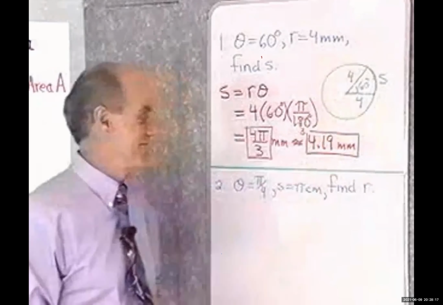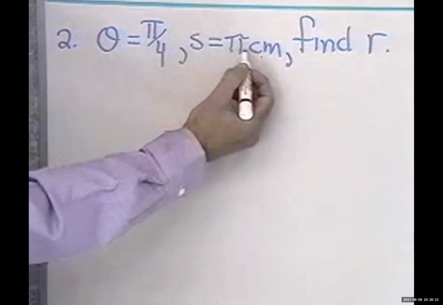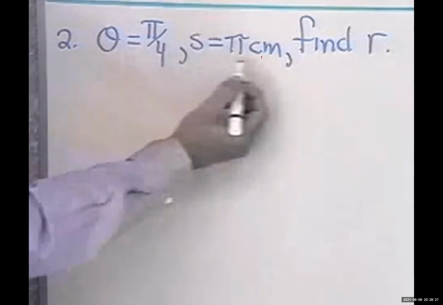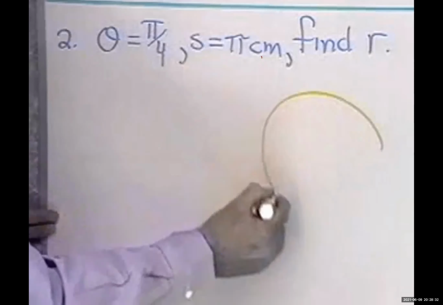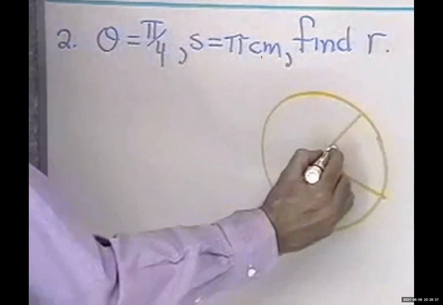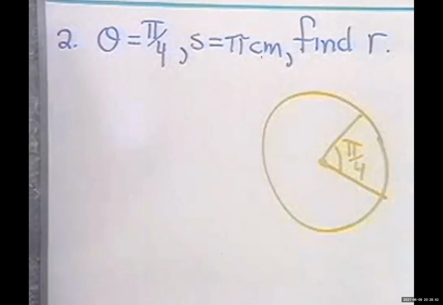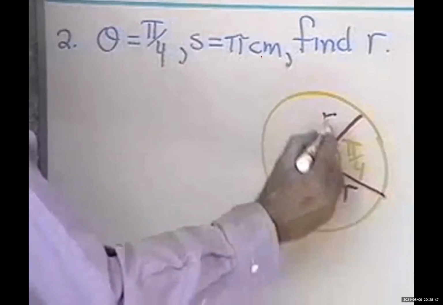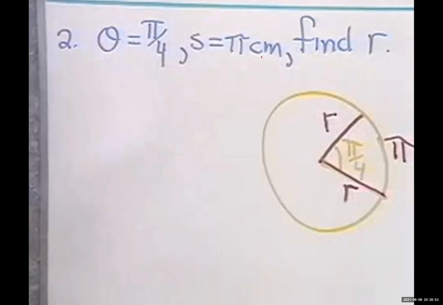Here's our next problem. Theta is equal to pi over 4 this time, so it's given in radians. S is equal to pi centimeters. Let's find r. Remember, theta is a central angle in a circle that has a radius of r, and theta cuts off an arc of length pi. So let's draw a little picture right here. Theta will be equal to pi over 4, so I'll draw this angle in here. I'm looking for r, the radius of the circle, and I'm given S is pi centimeters.